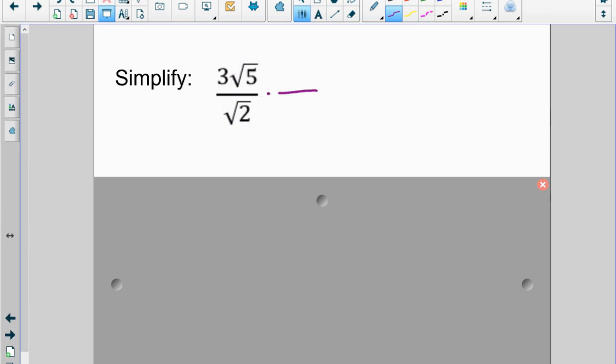Let's think about what I should multiply both the numerator and the denominator by. Now, hopefully you said the square root of 2, because that is what I have in the denominator. You always take whatever is in the bottom of that fraction and multiply both the numerator and the denominator by that. Now let's see what we get.